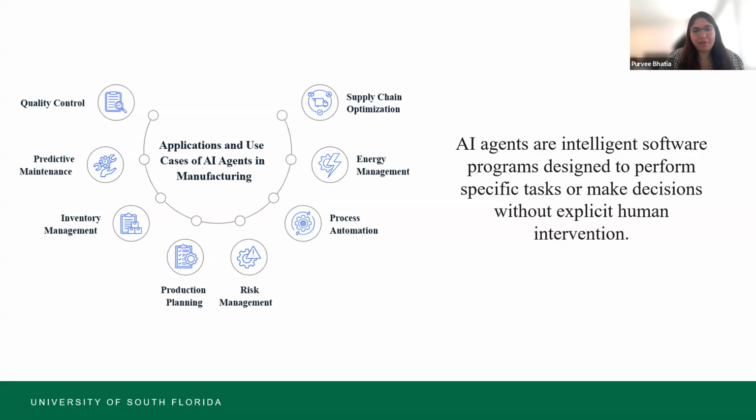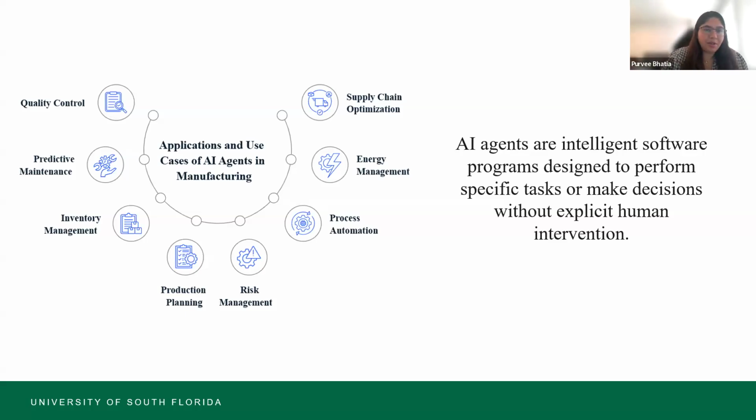And specifically in manufacturing, AI agents have found a lot of use cases. In manufacturing, basically, we have two different types of agents. One is near autonomous and one is completely autonomous, by which I mean that somewhere we require a human intervention and somewhere it can be completely autonomous.